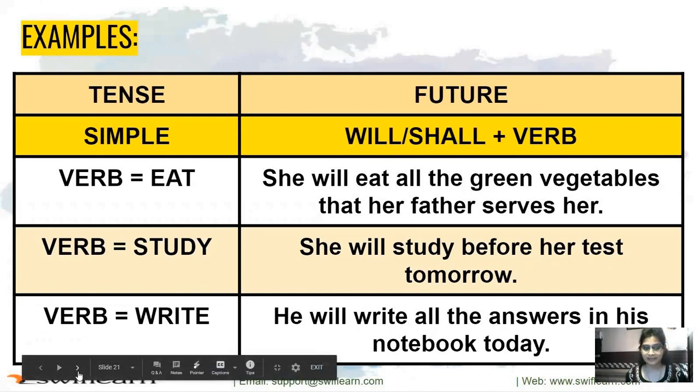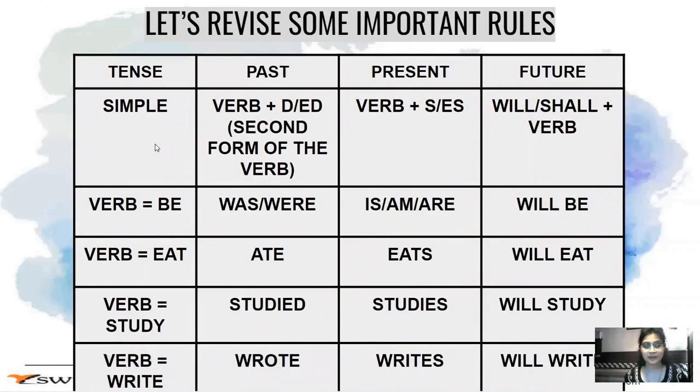These were our three tenses. Let's understand it in a chart. Let's see what we studied. In past, it's verb plus ed and the second form of the verb. In present there was no second form of the verb, just verb and s or es, and in future we just use will or shall plus verb.